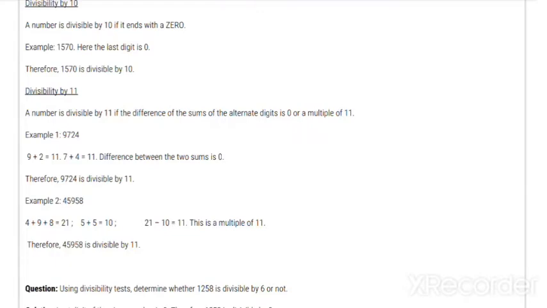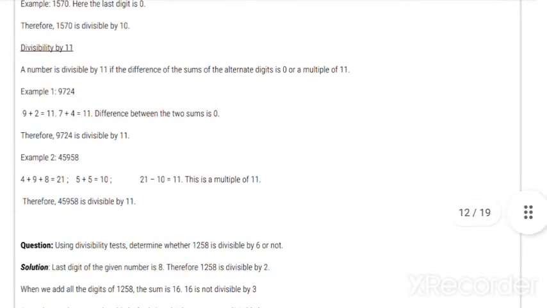Let us take one more example, 45,958. Now find the sum of alternate digits, 4 plus 9 plus 8 equals 21 and next 5 plus 5 equals 10. Therefore, 21 minus 10 is equal to 11 and this difference is a multiple of 11. So, children, we can say 45,958 is divisible by 11.